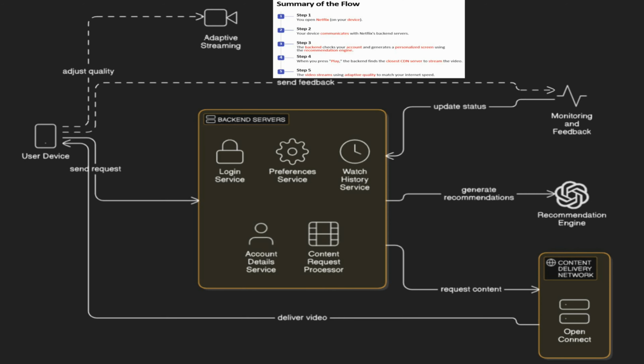Now we will see the flow. You open Netflix on your device. Your device communicates with Netflix backend servers. The backend server checks your account and generates a personalized screen using the recommendation engine. When you press play, the backend finds the closest CDN server to stream the video. The video streams using adaptive quality to match your internet speed.